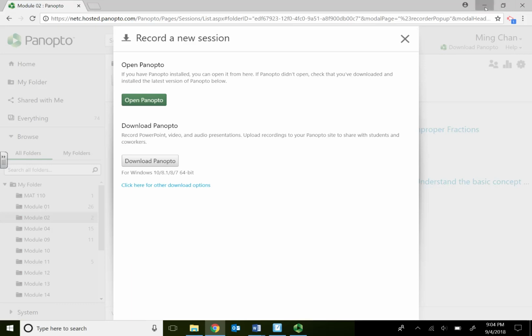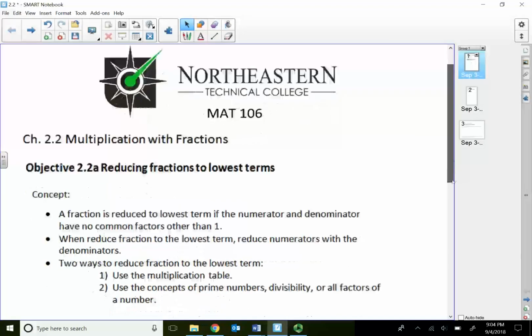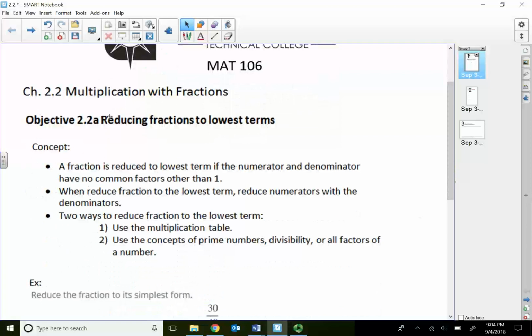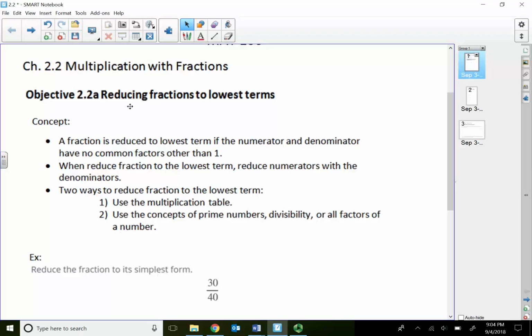Welcome to module 2.2. In this lecture video, I'm going to show you how to multiply fractions. But before we talk about multiplication of fractions, let's take a look at reducing fractions to lowest term.